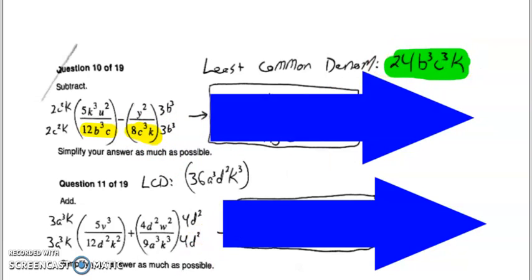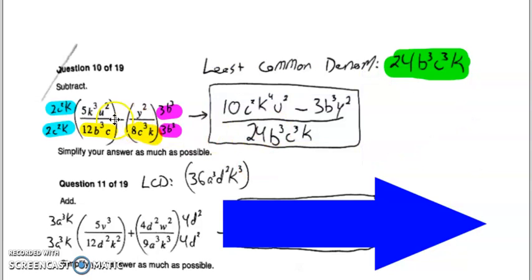Once we have that, you need to figure out what each denominator is missing, and you're going to multiply that to the top and bottom of that fraction. So to turn a 12b3c into this common denominator, I would need to multiply by 2c squared k. Whatever I do to the bottom, I have to do to the top. Same thing over here. To turn an 8c3k into 24b3c3k, I'd multiply both top and bottom by 3b cubed. And then all this is just multiplying the numerators and cleaning things up and writing this as one big fraction.